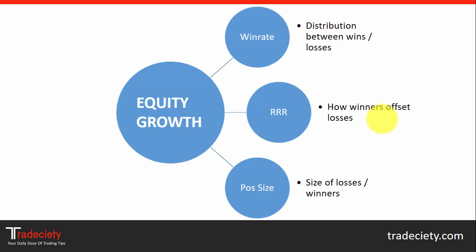So now let's put this together, how the three variables impact your equity growth and your account balance. So the win rate means the distribution between your wins and losses. The reward to risk ratio shows how fast winners can offset your losing trades. And the position size determines the size of your losses and your winning trades. If this sounds too abstract, don't worry, we will soon get into a very practical example and explore a few different scenarios, and then you will see exactly how this plays out.